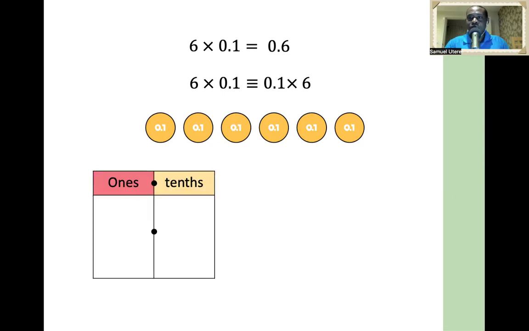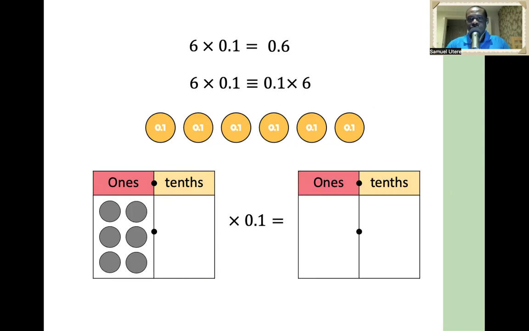We could also think about it as the place value system. Now, remember, when we have 6 ones and we now multiply by 0.1, you will notice that we're going to be having a change in place value, which is 6/10. Now, think about it. Where did we see this calculation before? Well, you're right. We saw it in our previous lesson when we were dividing. So 0.1 is the same thing as dividing by 10.